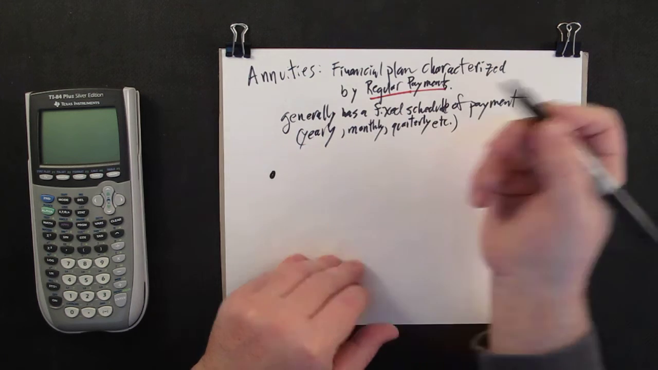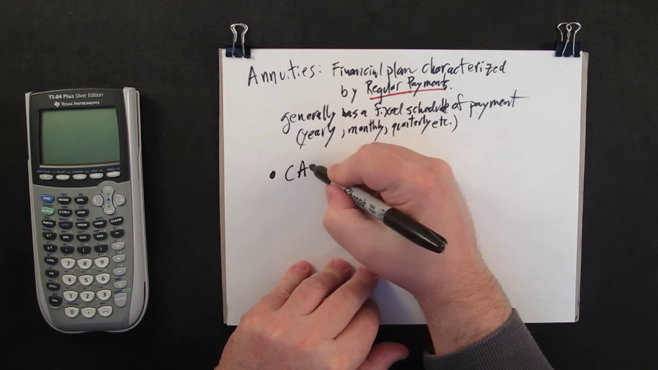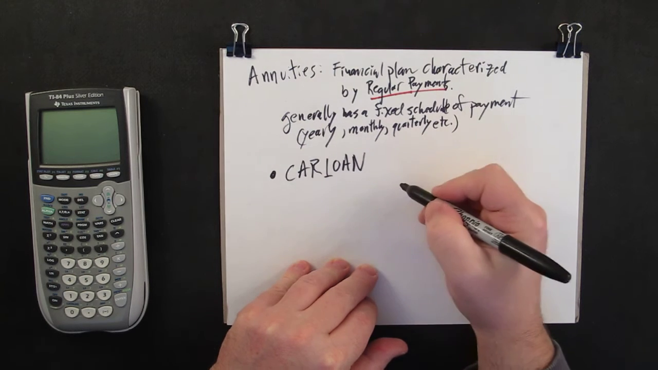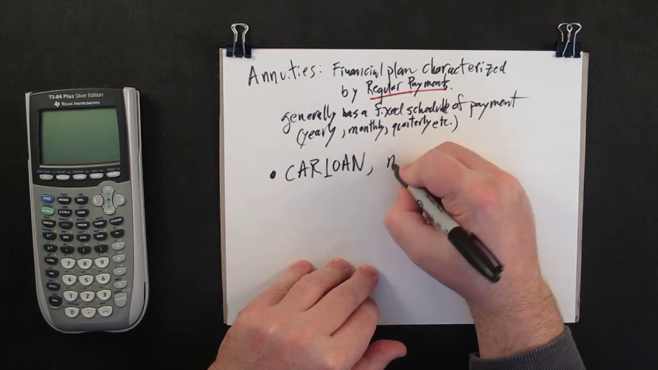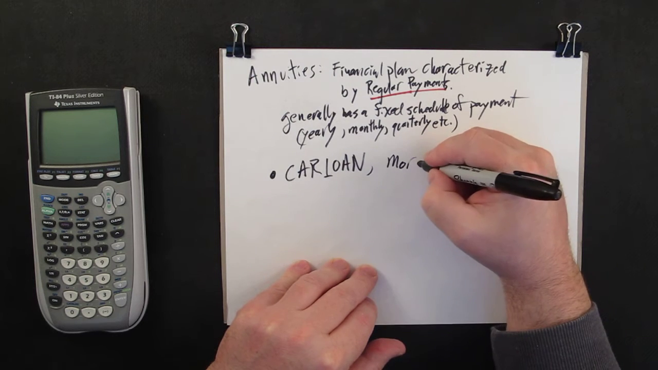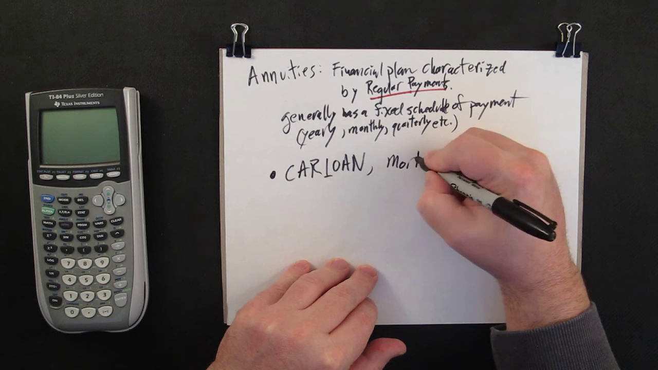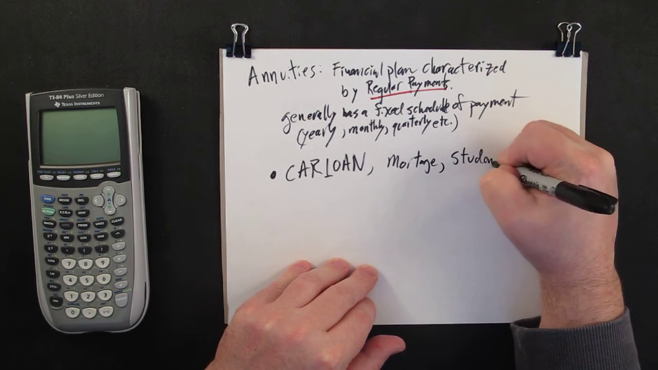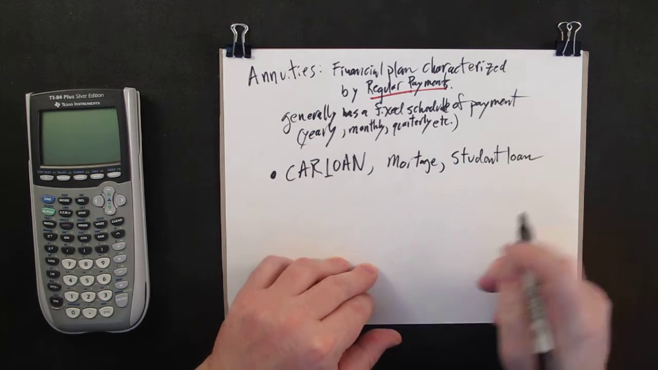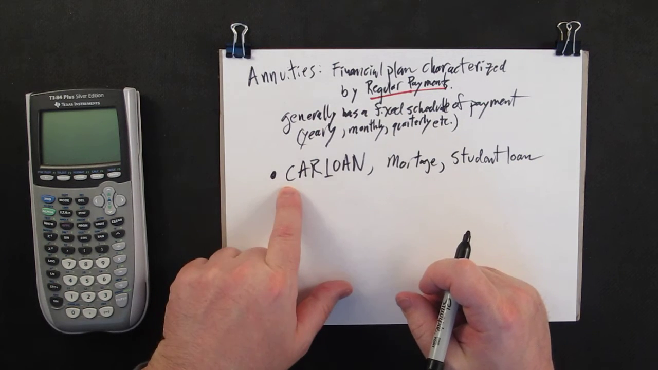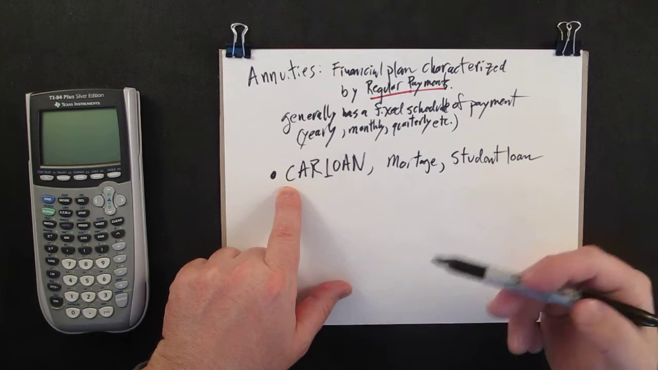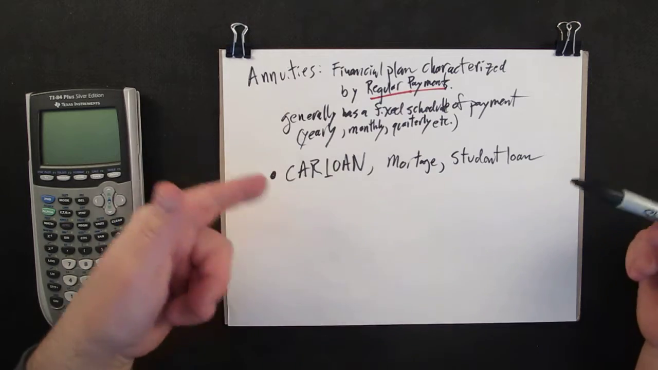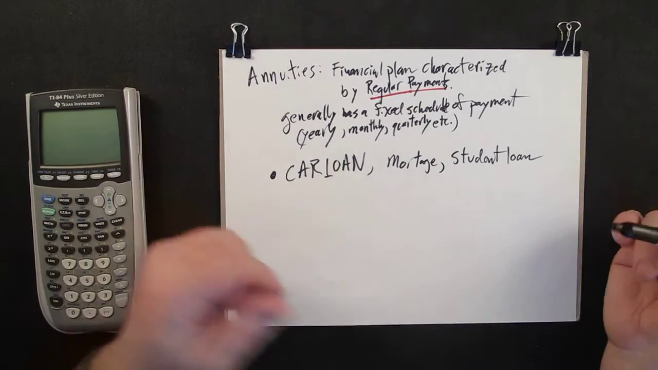These are, the main example for this is car loan. Okay? Mortgage. Or student loan. And so the idea here is that you have borrowed a large chunk of money, or you're borrowing a large chunk of money, and then you pay it back with regular payments. And so the annuity describes the financial vehicle used to do this.